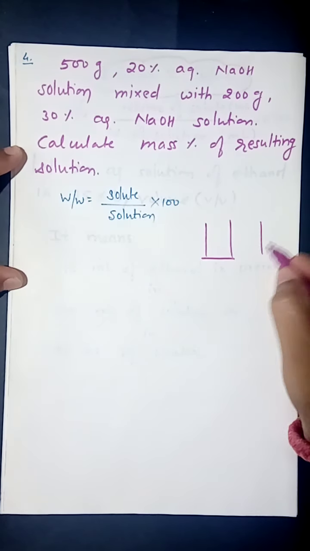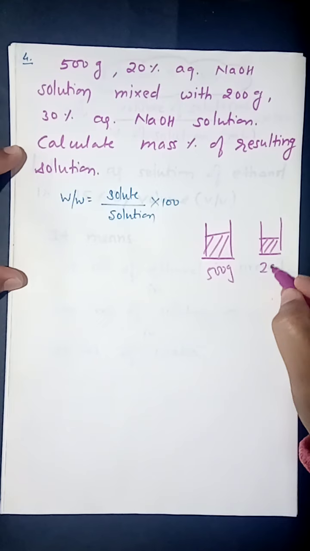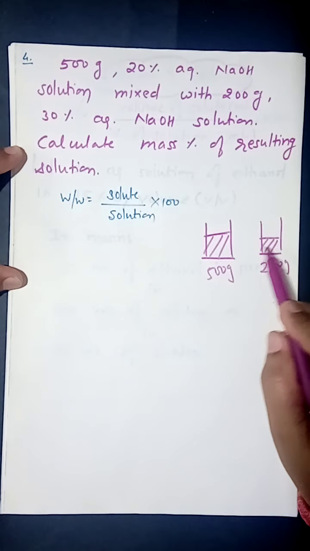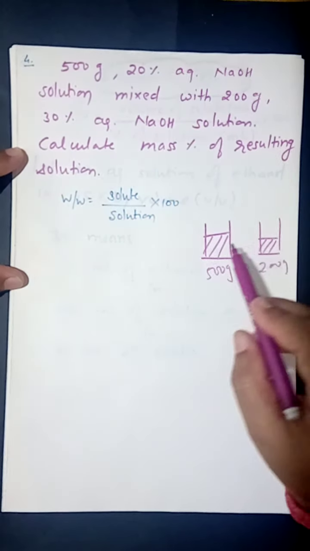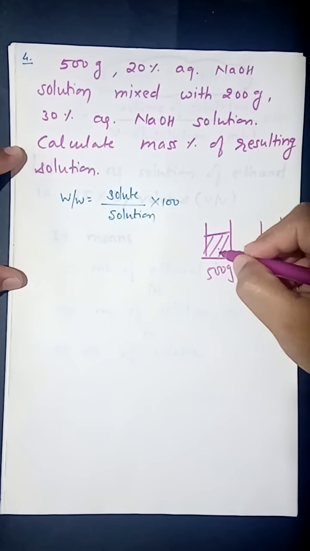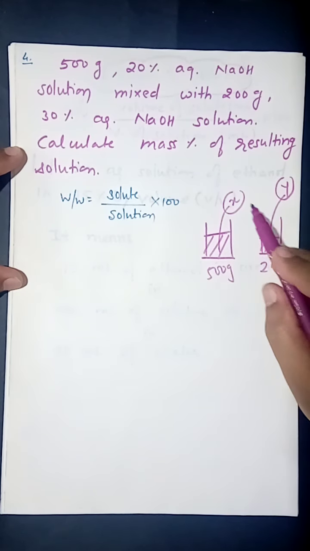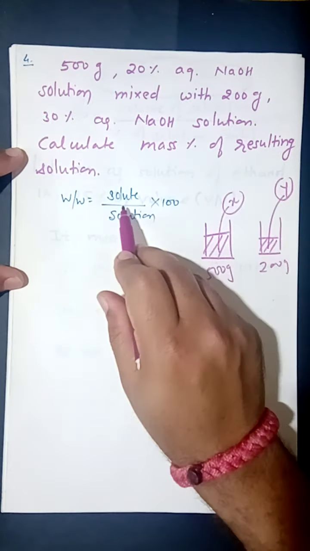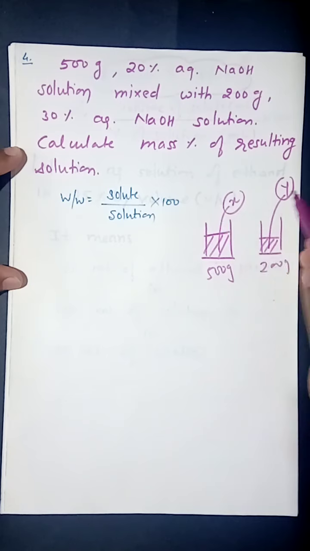So again you can draw a rough diagram. These are two solutions. The one is 500 gram, other is 200 gram, and you are going to mix these two solutions. Definitely the total amount of solution will be 700, and to calculate mass percent we need solute. Let the solute present here be X, and the solute present here be Y. So total solute will be X plus Y and total solution will be 500 plus 200. We will put the values here and we can get mass percent in the final solution.